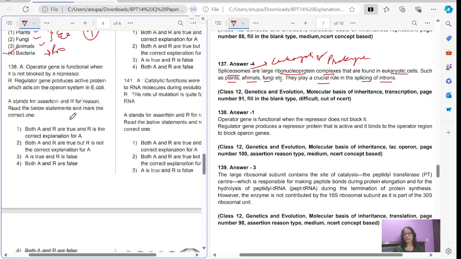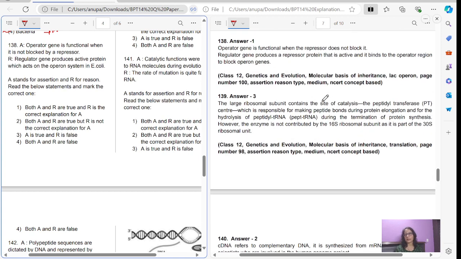Now let's move to the next question, that is question number 138. It is an assertion and reason type question. We have to find out, on the basis of these four options, if A and R are true and R is the correct explanation of A. Here A represents assertion and R represents reason. The next option is both A and R are true, but R is not the correct explanation of A. A is true, R is false. Both A and R are false.